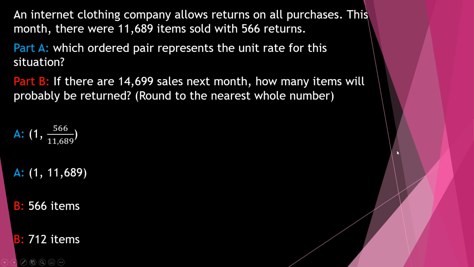Next one says an internet clothing company allows returns on all purchases this month. There were 11,689 items sold with 566 returns. Part A wants to know which ordered pair represents the unit rate for this situation. So for unit rate, we do want a 1 in our x, because remember unit rate is y over x, and my goal is to have a 1 in the bottom, which means I'm looking for x to be 1, which we have both of here.